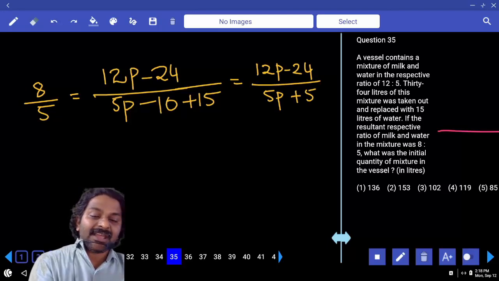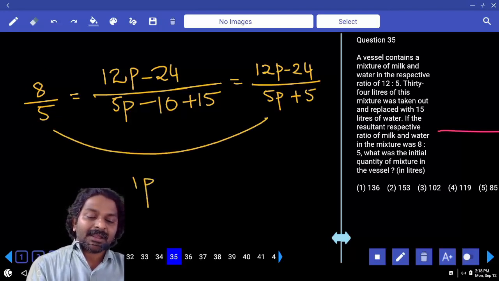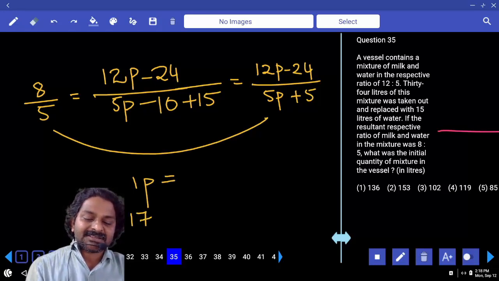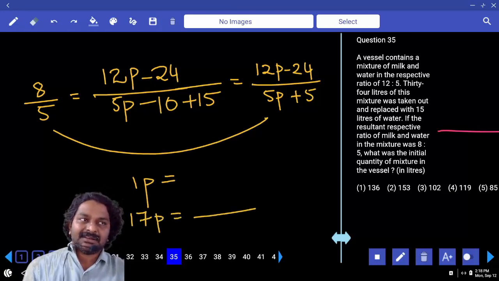Now using this, can we calculate the value of 1 part? After that, we have to calculate 17 parts. That's how we will get the answer.